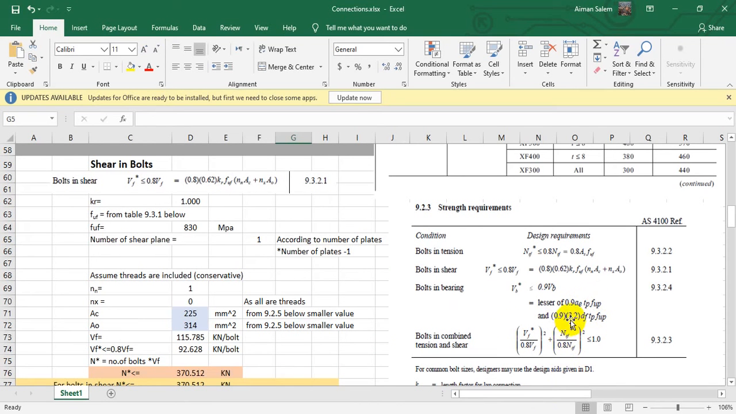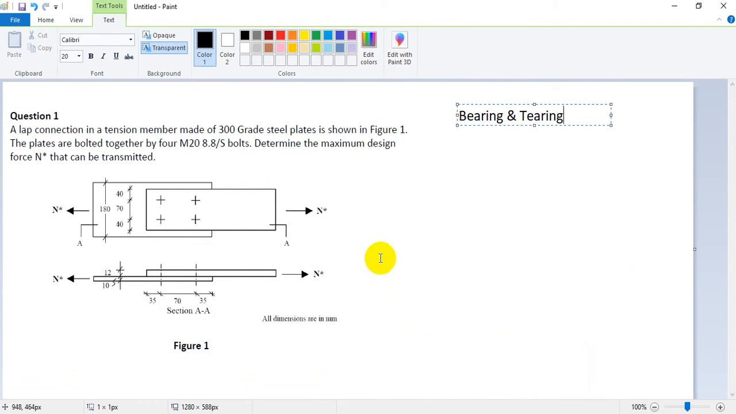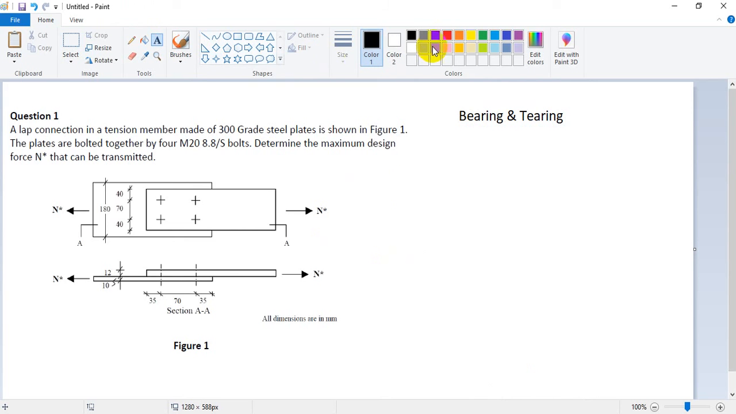First of all, we're going to look at the edge distance. We want to know the thickness of the plate. We have two plates, and we have FUB, which we're going to get from the table. So this is the question. According to the question, we first want the edge distance.